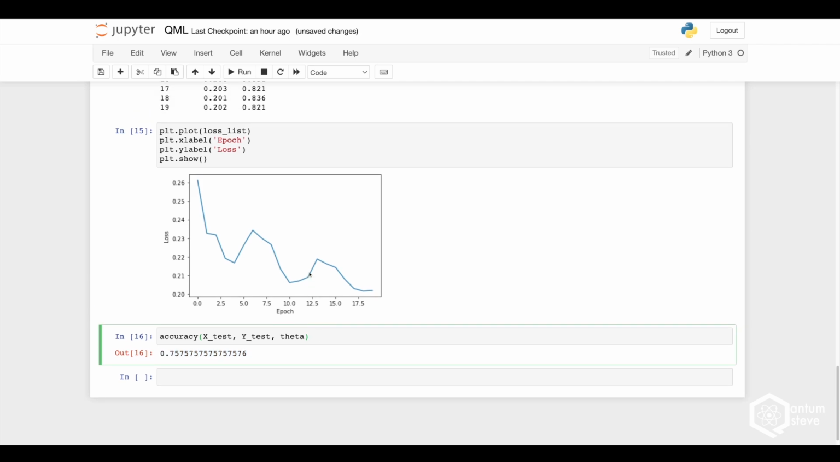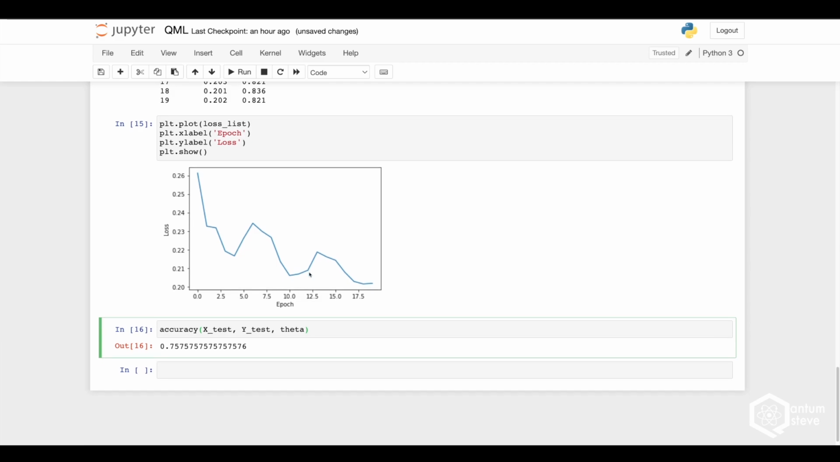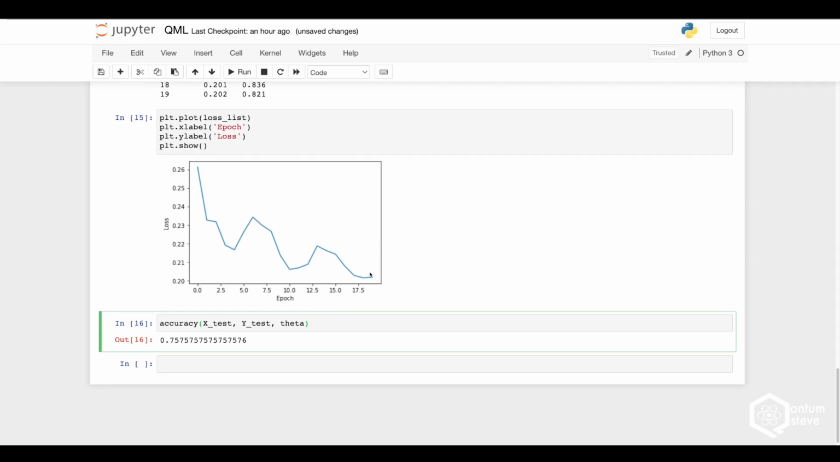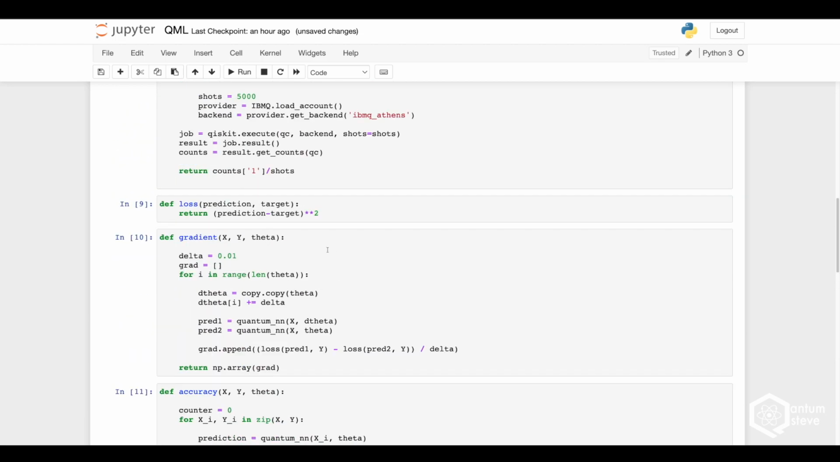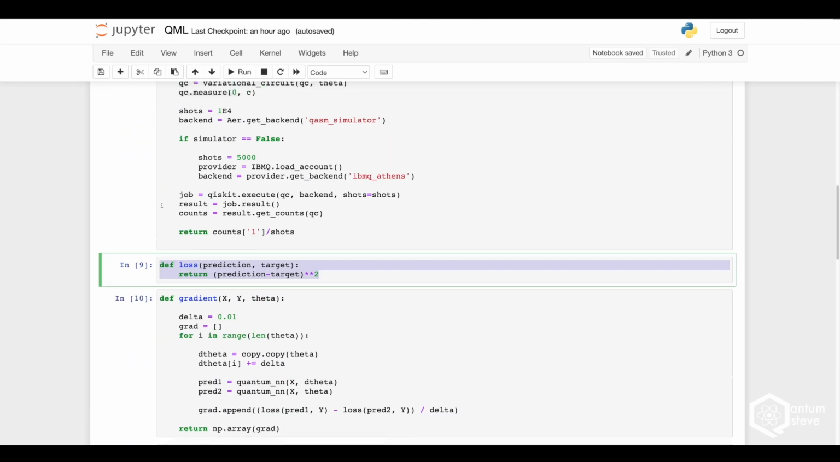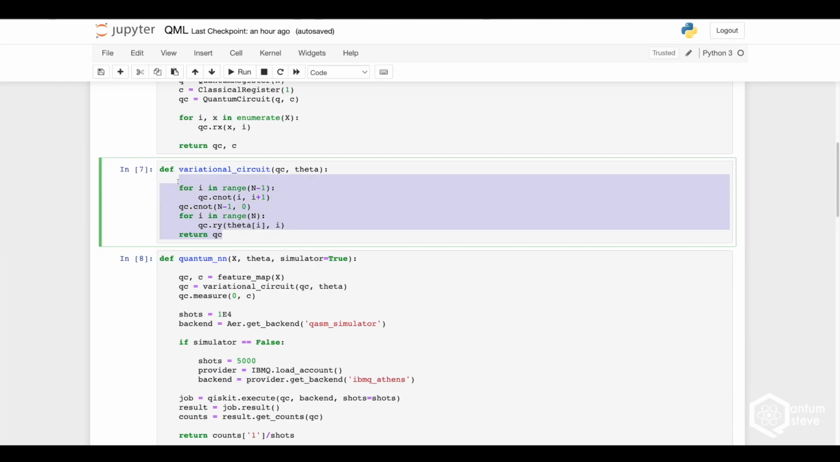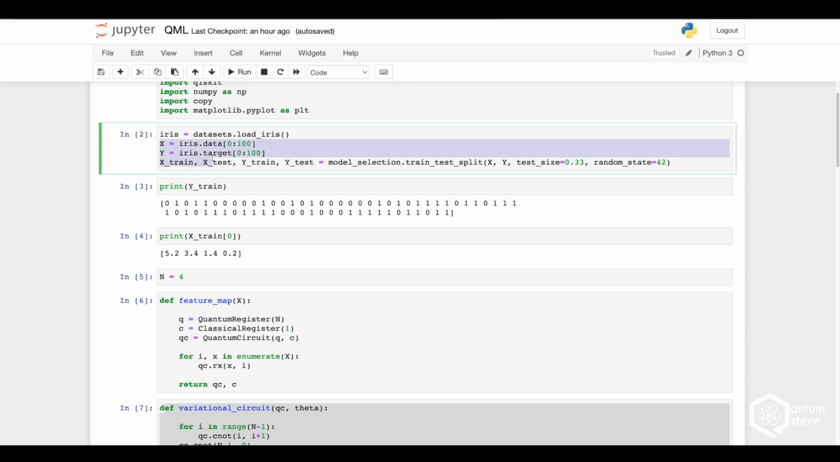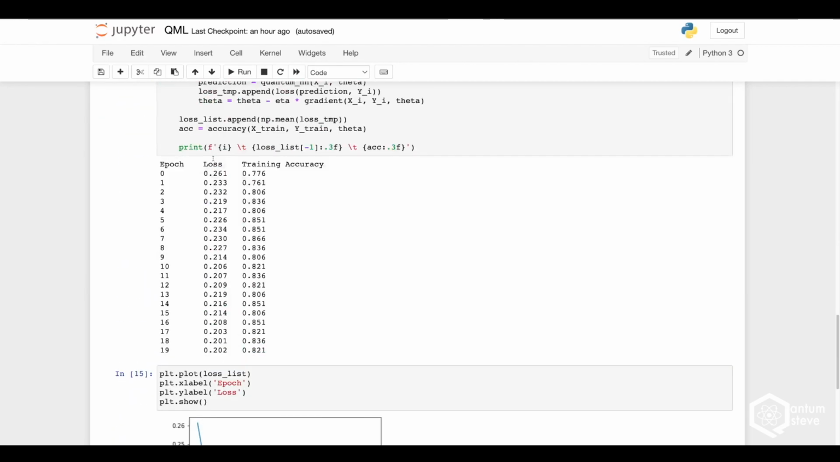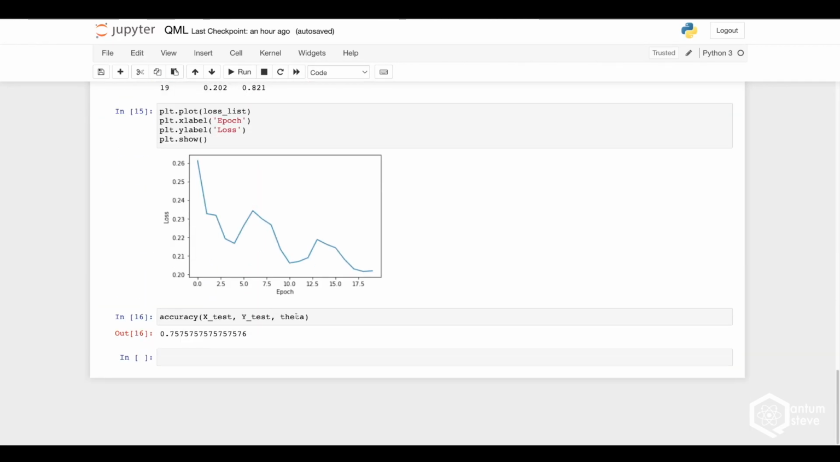This is not particularly great, but I think we could improve that by training it a bit longer. We could also have a better loss function. We could also have a better variational circuit, and we could also do some normalization on the input data. But let's not go into detail. I think this is really good for illustration of how to do quantum machine learning.